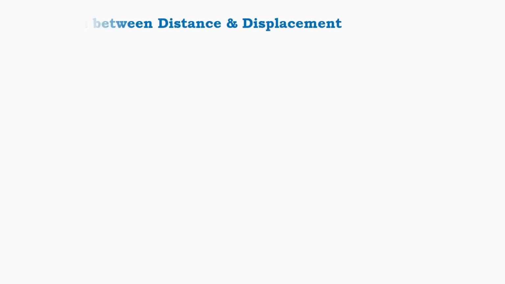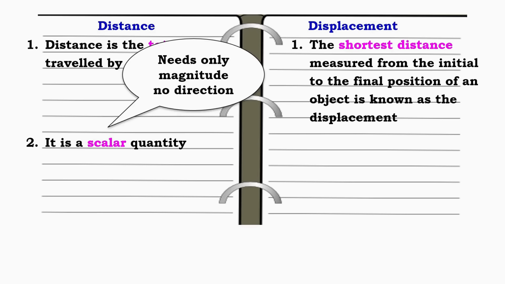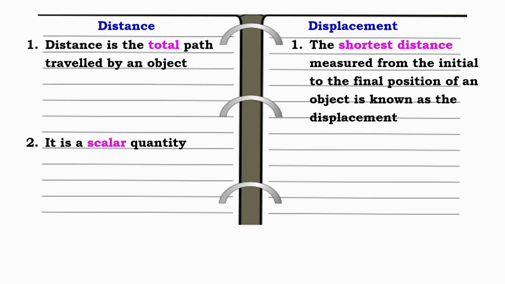Now let us clearly understand the difference between distance and displacement. First, let us talk about distance. Distance is defined as the total path traveled by an object, irrespective of the direction. It only tells us how much ground has been covered, not where the object ended up. Since distance depends only on the magnitude and not on direction, it is a scalar quantity. That means, for distance, we do not need to mention any direction. Also, the value of distance is always equal to or greater than displacement because it includes the entire path traveled.